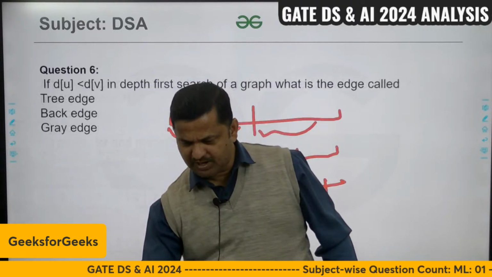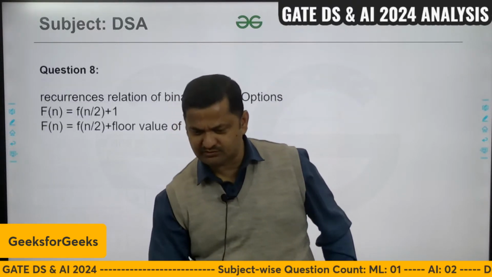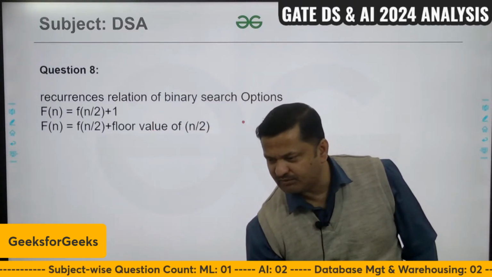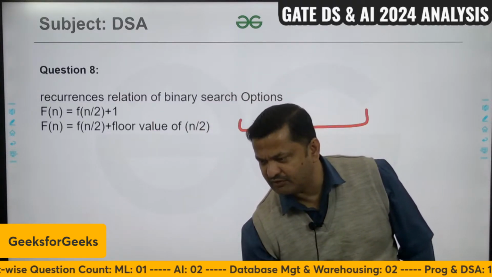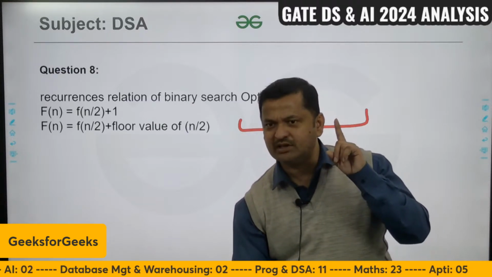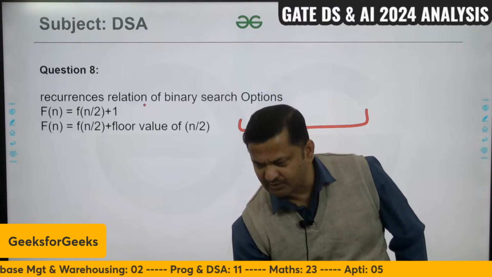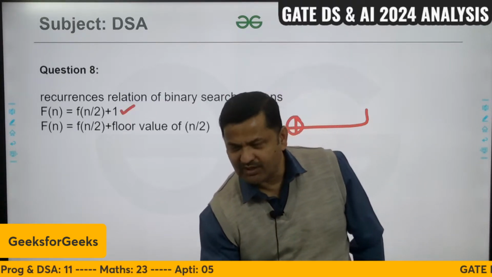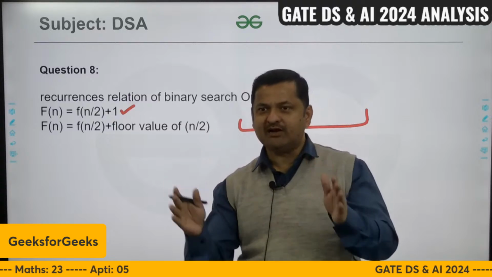Okay, let me go back to the exact question. So we first need to compute the mid value, and the mid value is required to be compared. So only one comparison, that takes constant time. In that particular case, this option is fulfilling the requirement. And then we are reiterating the entire process.